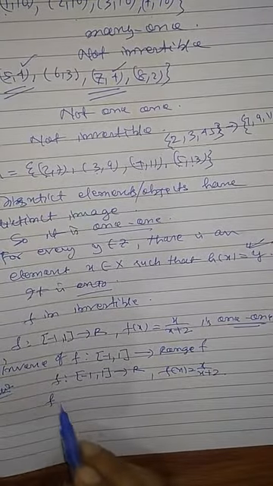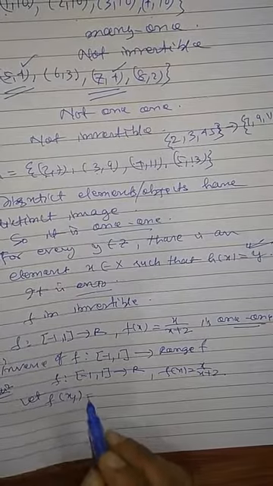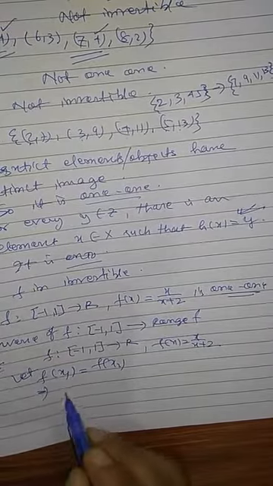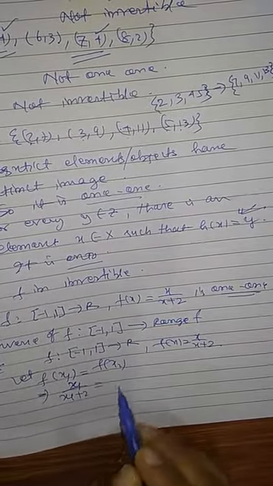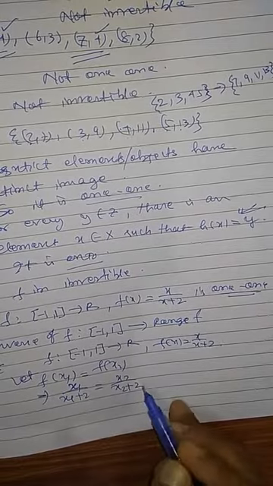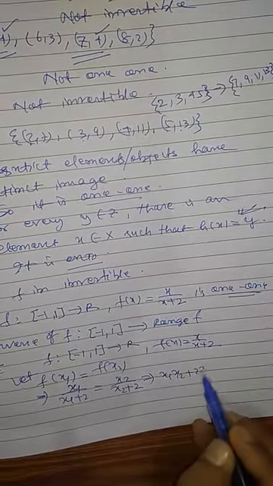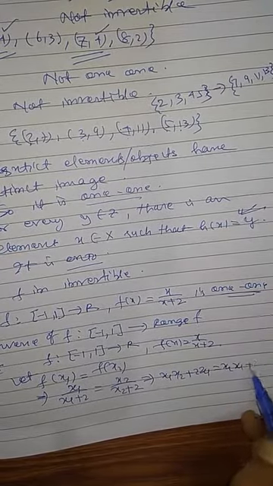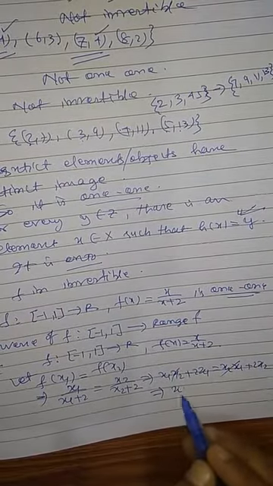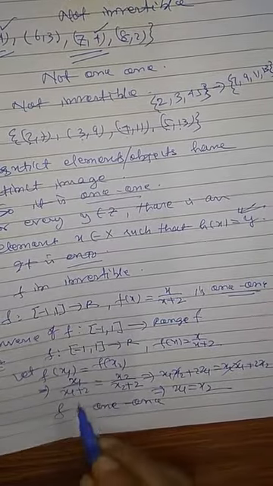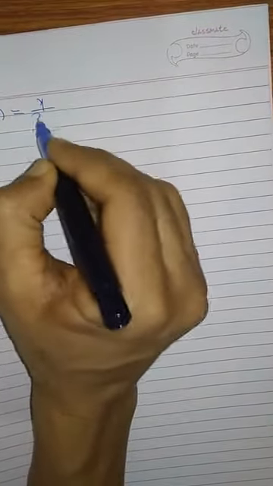Now for 1-1 you can write, let f of x1 is equal to f of x2. So implies x1 upon x1 plus 2 is equal to x2 upon x2 plus 2. Clear? By cross multiplication, what will you get? x1 x2 plus 2 x1 is equal to x2 x1 plus 2 x2. So after solving, we will get x1 is equal to x2. So it is 1-1. F is 1-1.